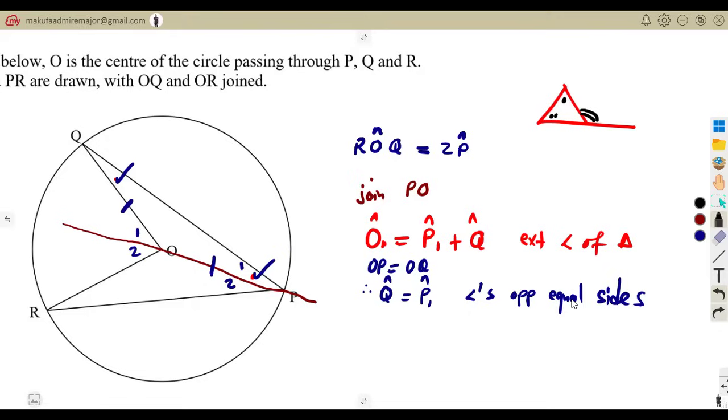So what does it mean? We can write Q as P1 in place of that. Therefore, angle O1 is equal to angle P1 plus Q. Q is the same as P1. So if you add P1 plus P1, what are you going to have? You're going to have 2P1. All right? That's our angle O1.